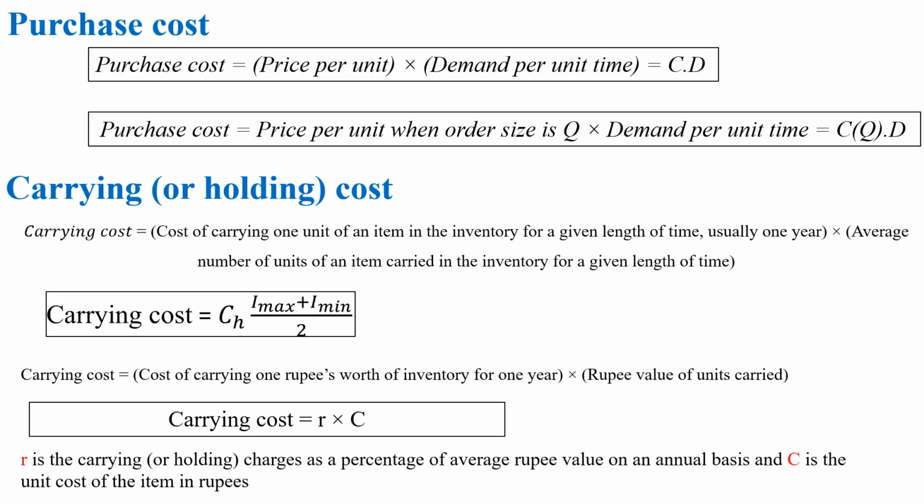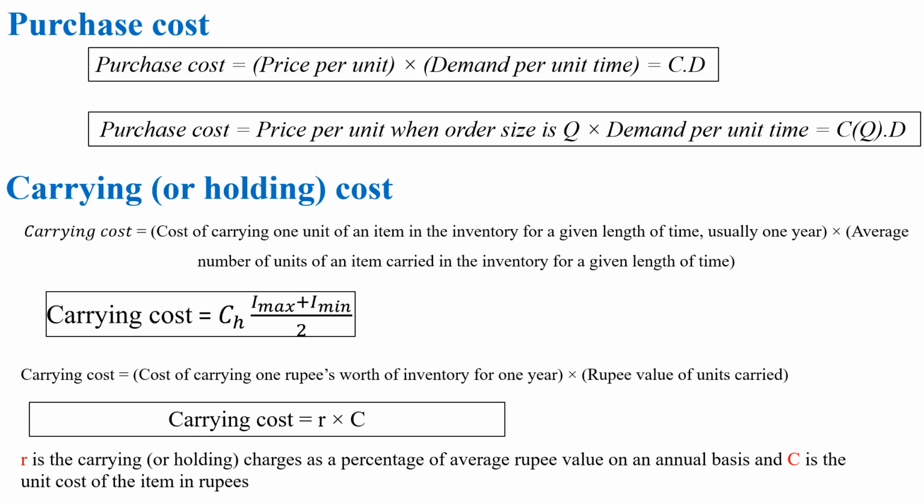Let's see the formulas for the inventory cost. In the previous lecture we already discussed what we mean by purchase cost, carrying cost and shortage cost. Let's see how we express them in formulas. First, the purchase cost. Purchase cost is expressed in two conditions: first, when the discount is not available, and second, when the discount is available. First we see the case where the discount is not available.